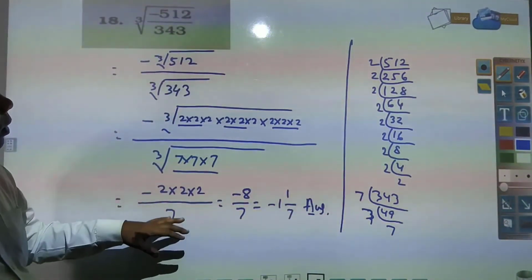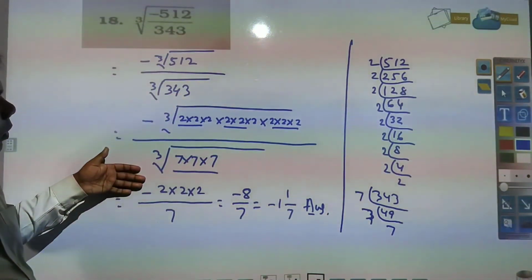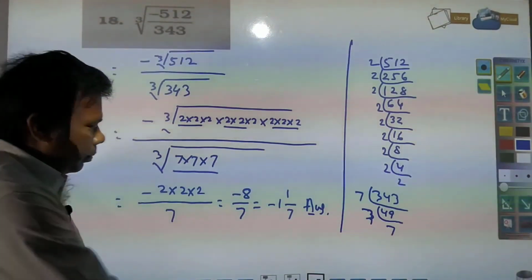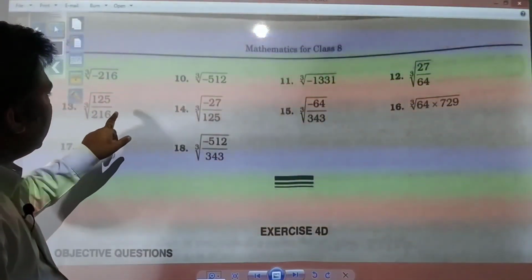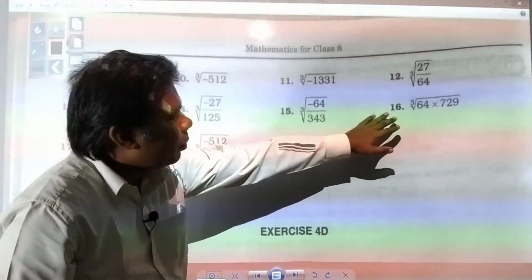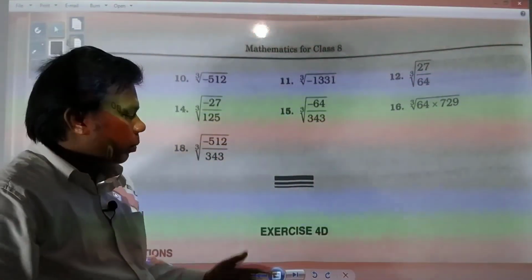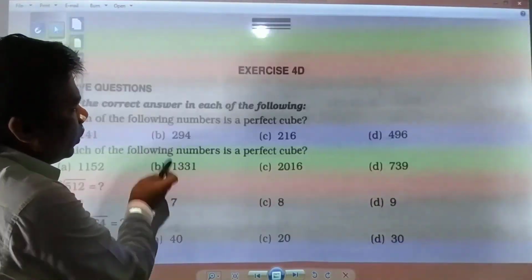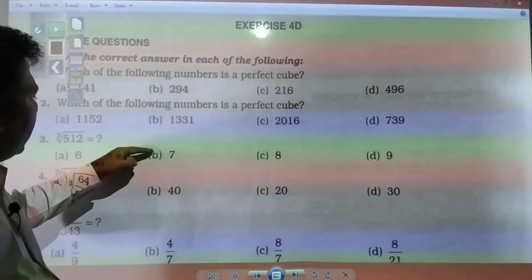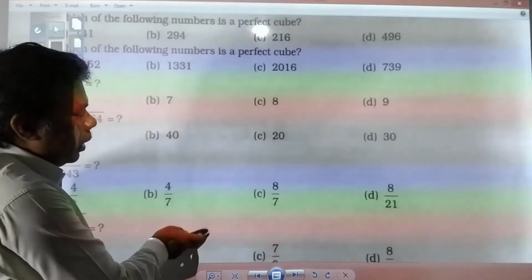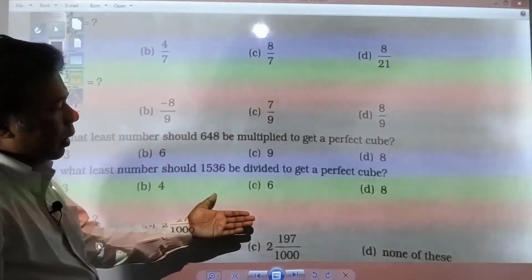So I hope you have understood, and in this way, if similar questions come, you will be able to solve them. So finally we have completed this exercise. The rest of the questions which have not been done now, you must do, and that must be there in your notebook. And even exercise 4D you have. Easy questions and objective questions are there. Each and every question must be solved in your notebook.